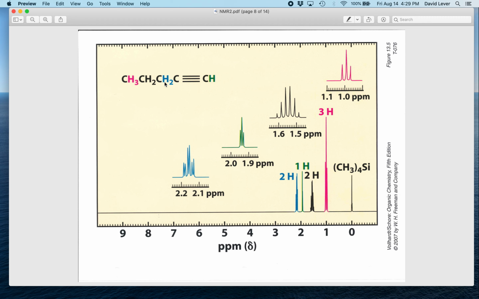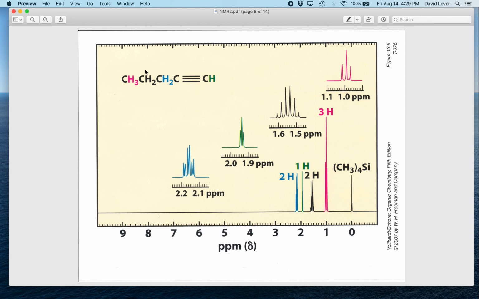The CH2 group here is now split by a CH2 adjacent to it into a triplet with a reasonably large coupling constant, probably around 7 hertz, and then each of those peaks of that triplet is split into a doublet with that small coupling. So we see a doublet of triplets with a small long-range 1,3 coupling and then the relatively large plain old alkyl coupling.